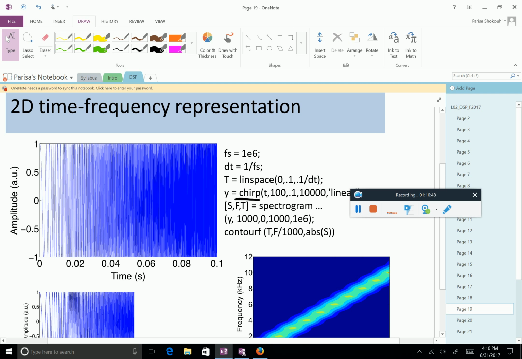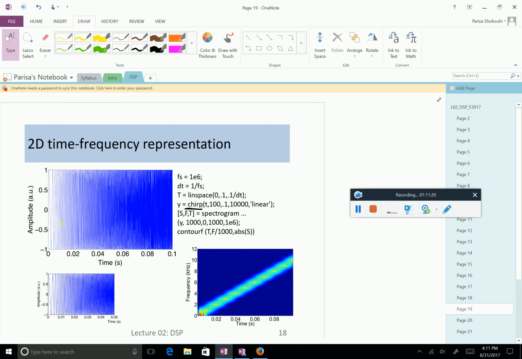It's very useful. Some of you have already used it. If you want to do a quick frequency sweep, that's the kind of signal you want to use. If you want to sweep the frequency from one end to the other and see how your system behaves at different frequencies, a chirp is a perfect signal. The reason I want to show it to you here is that it's very easy to understand the time frequency based on that.